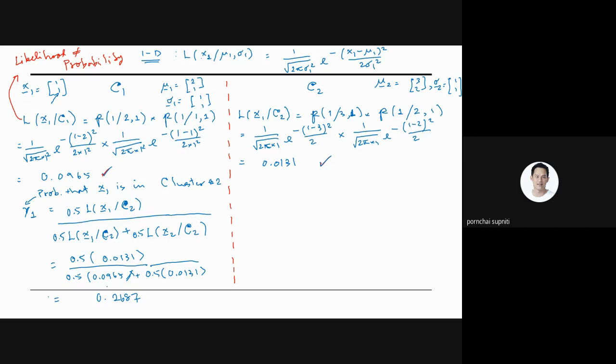Similarly, now this is the probability. If you compute 1 minus gamma, this will be the probability that x1 is in cluster number 1, or C1 with the big head. So it's 0.7313. And this is how we compute the likelihood values and also the probability values.